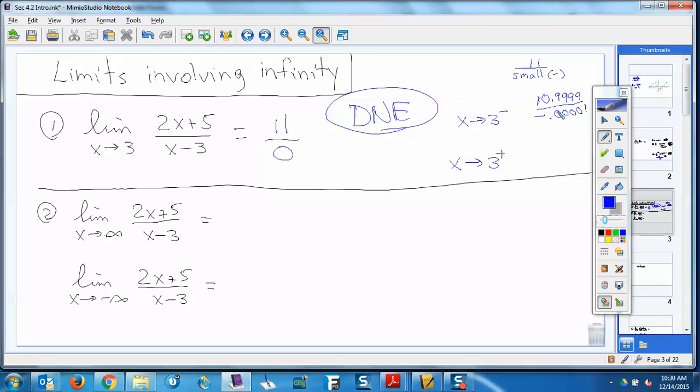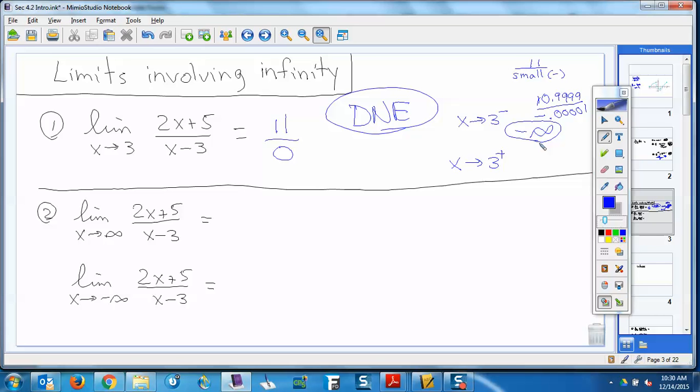So that's how we're going to think about infinity. Okay, so what's happening is you get really close to 3 from the left. The bottom becomes a really, really small negative. So you're dividing by a small negative. So this left side of 3 is going to go to negative infinity. And we're going to circle that. What about 3 from the right?